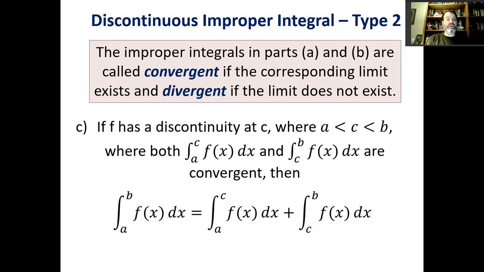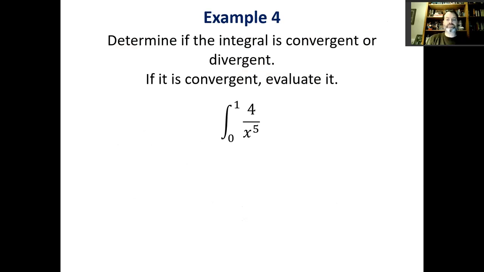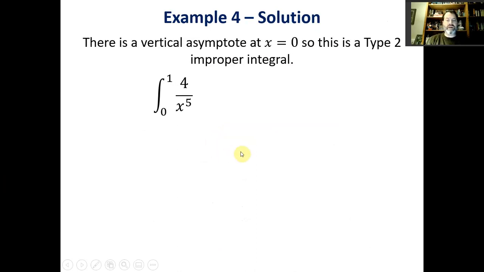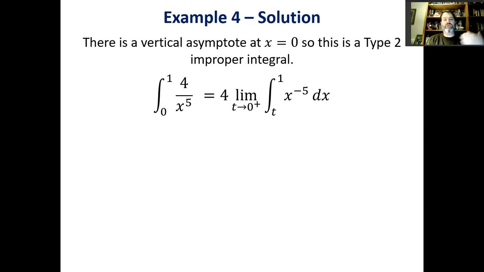All right, so let's see how to use this rule. We can see right away that this thing is discontinuous at 0. That is our left endpoint. So this is a type 2 improper integral. So we replace 0 with t, pull the limit to the front, and say we're approaching 0 from the right. I also pulled the 4 to the front and rewrote x as the minus 5 power.